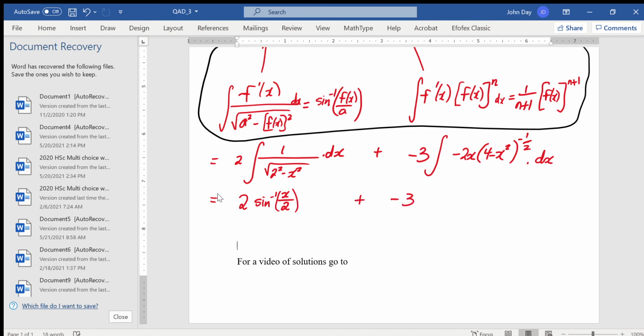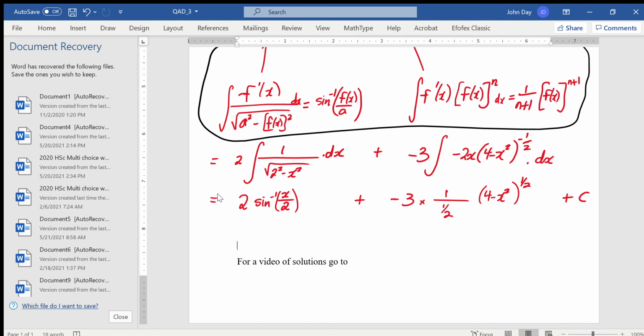Now I'm going to follow that rule where it says to do 1 on n plus 1, right? So 1 on minus a half plus 1. So it's like 1 on a half, and then it's 4 minus x squared to the power of a half there. All right? And then, of course, we'll have some plus c.